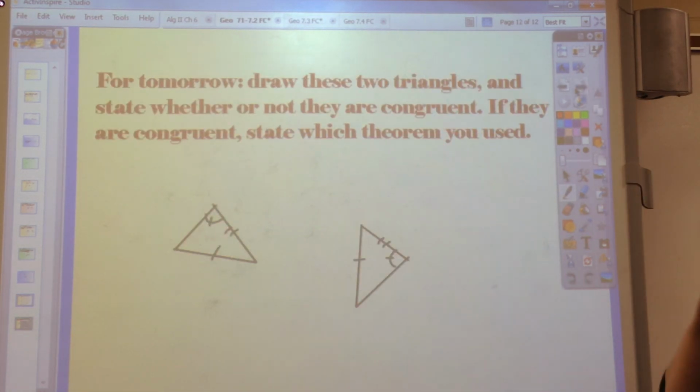Now for tomorrow, I'd like you to draw these two triangles for me and state whether or not they're congruent. Please state the theorem which you used that we talked about today, and I'll see you then.